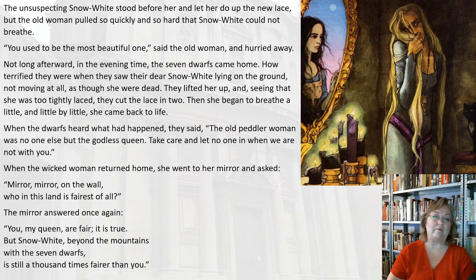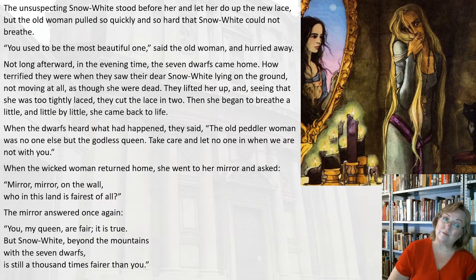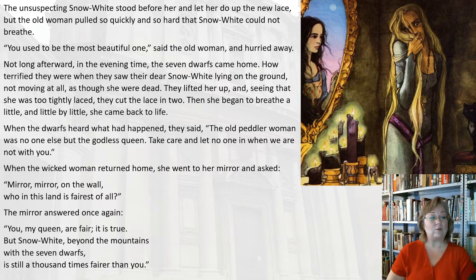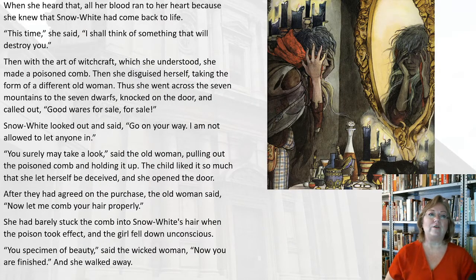When the wicked woman returned home, she went to her mirror and asked, "Mirror, mirror on the wall, who in this land is fairest of all?" The mirror answered once again, "You, my queen, are fair, it's true, but Snow White beyond the mountains with the seven dwarfs is still 1,000 times fairer than you." When she heard that, all her blood ran to her heart because she knew that Snow White had come back to life. "This time," she said, "I shall think of something that will destroy you."